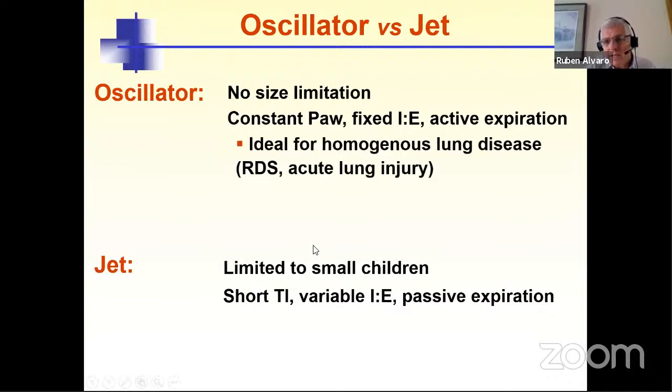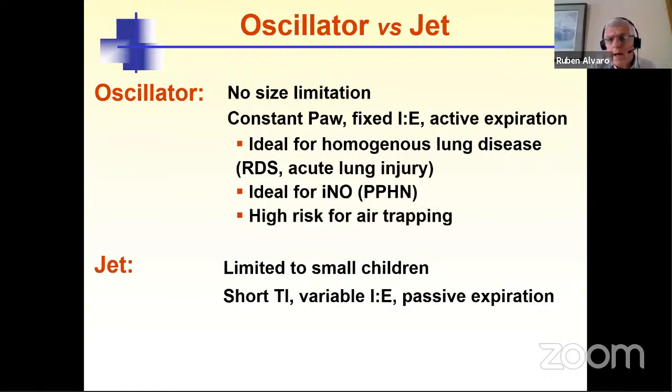The oscillator is ideal for homogeneous lung disease like RDS or acute lung injury. It's also ideal for inhaled nitric oxide in conditions with PPHN. And the main issue with the oscillator is a very high risk for air trapping because you're using active exhalation. You're sucking the air out of the lungs. So you have a very high risk of compressing the airway before removing the air.